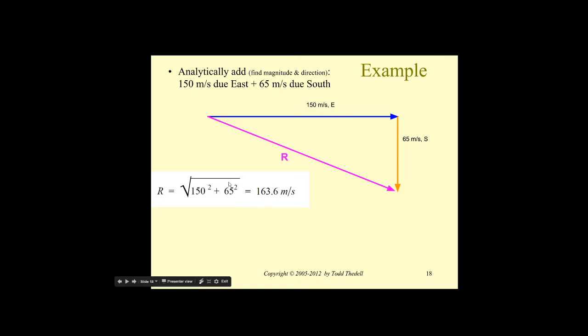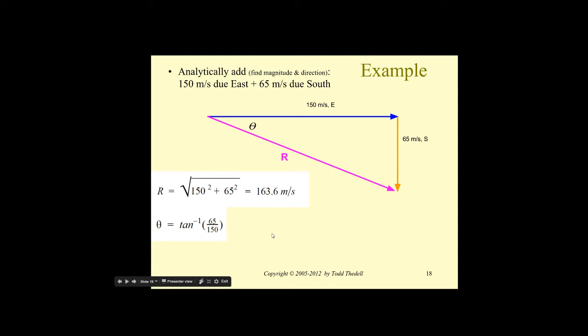To get the angle or the direction of R, it's very conveniently an angle theta that I'm putting in here, that it's just going to be south of the east line. So now I'm going to set up my ratio. I have the opposite side, I have the adjacent side. So again, I'm going to use the inverse tangent, and then I'm going to put 65 over 150 in my inverse tangent function. I'm going to calculate that.